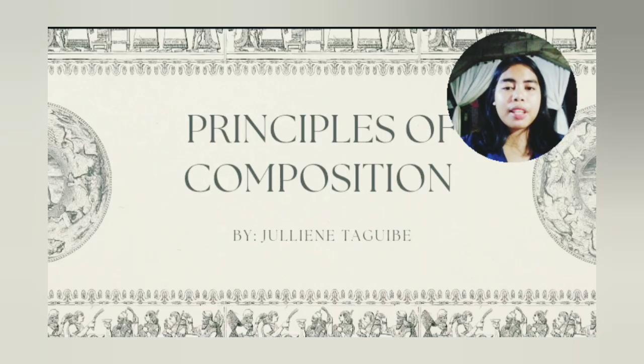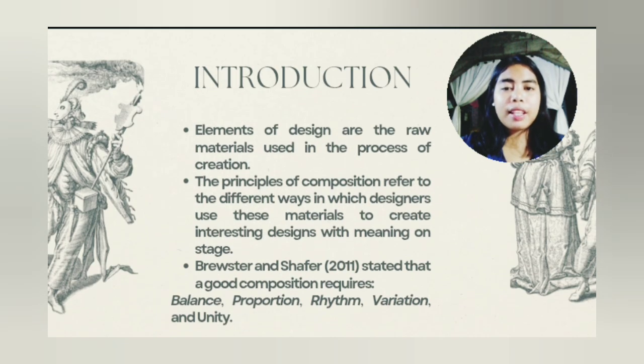Good evening. My topic is all about the principles of composition. Let's proceed to the introduction. Elements of design are the raw materials used in the process of creation. The principles of composition refers to the different ways in which designers use these materials to create interesting designs with meaning on stage. Brewster and Schaffer 2011 stated that a good composition requires balance, proportion, rhythm, variation, and unity.